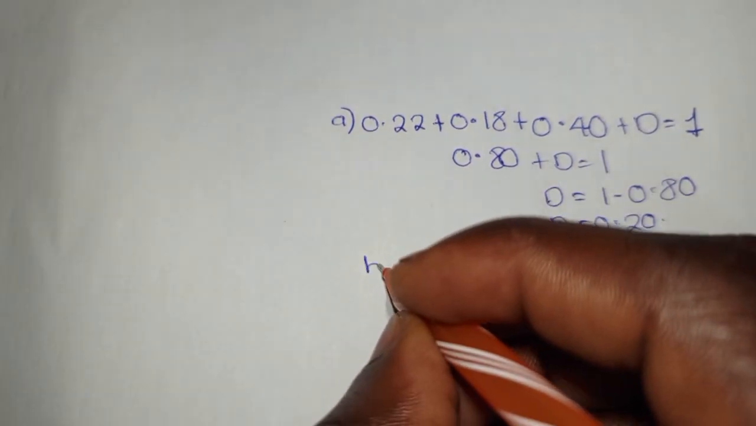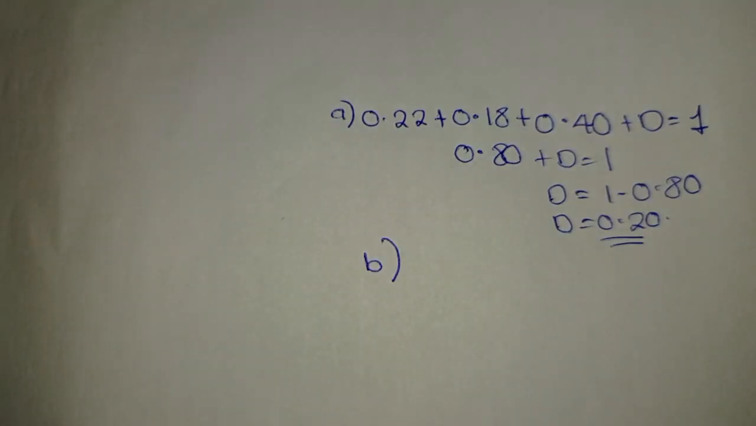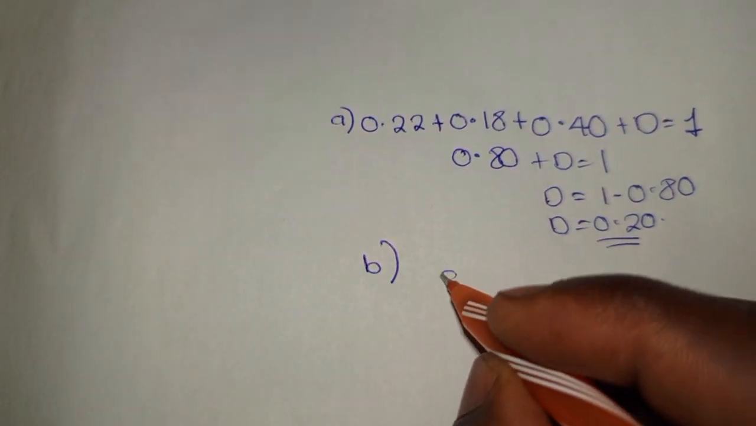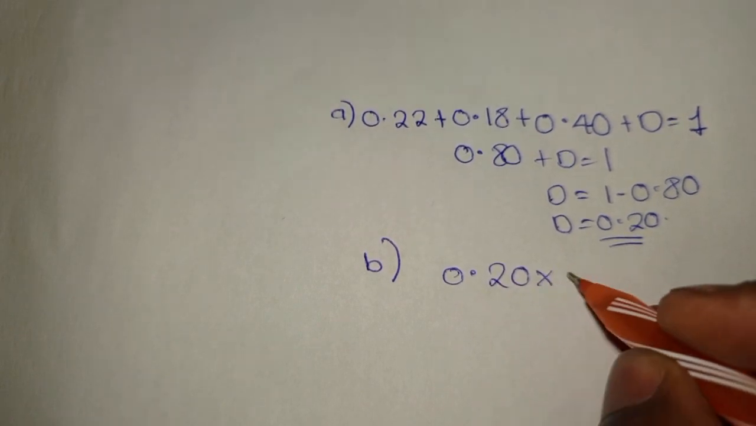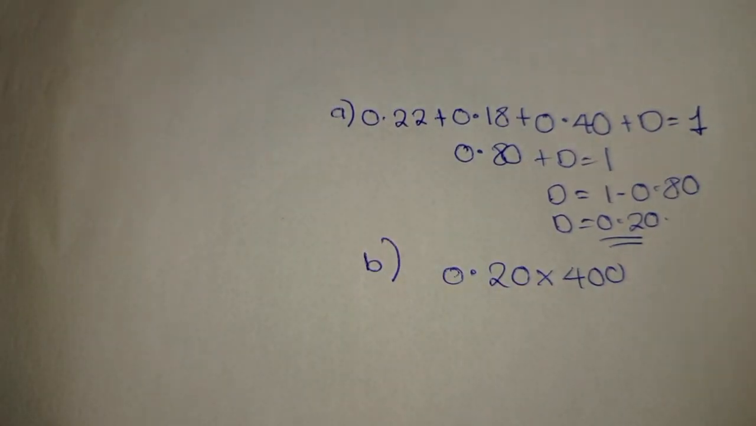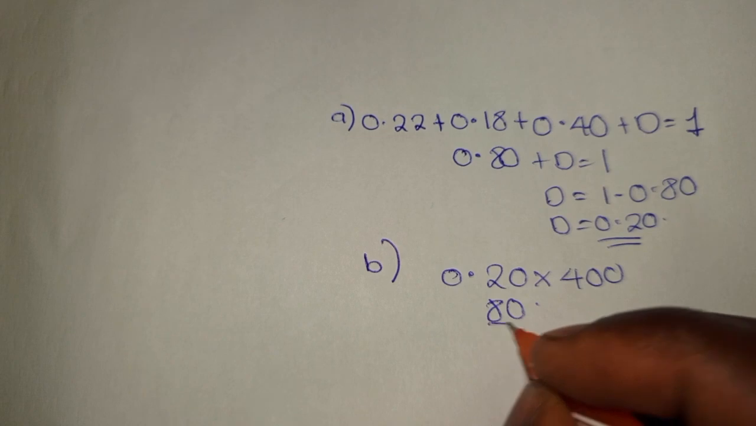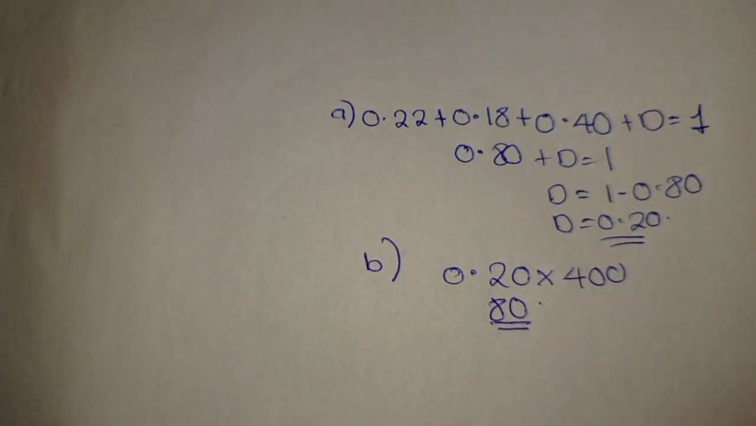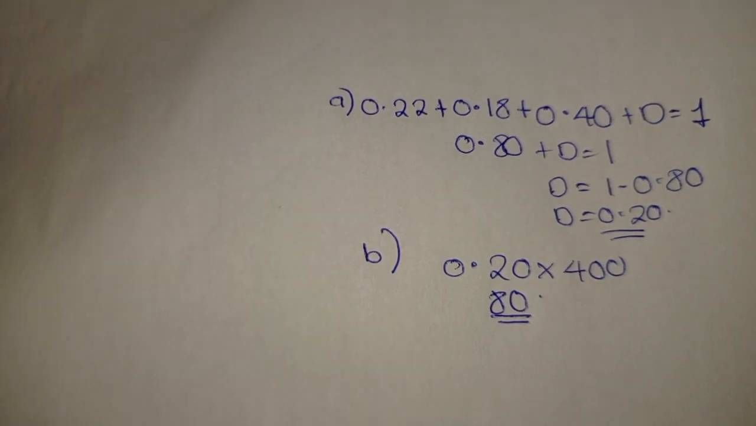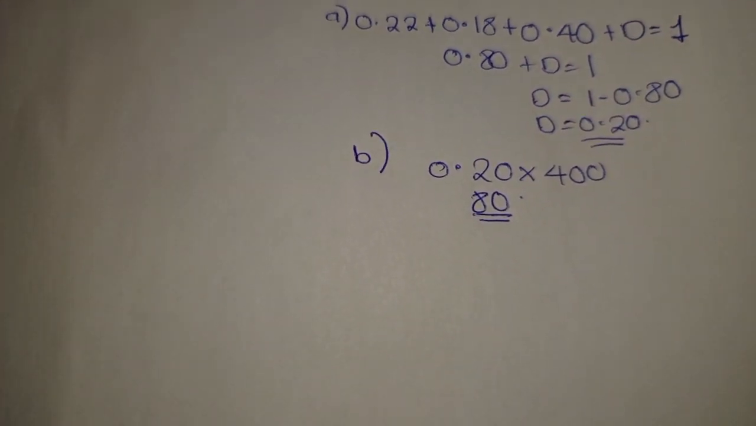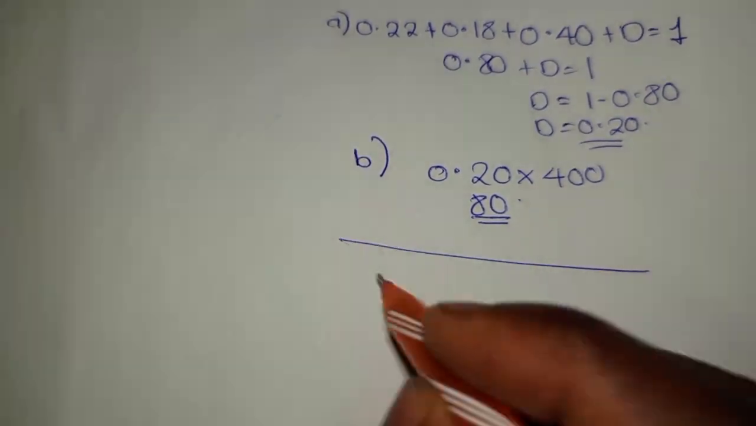The second question reads: given that the total sample size is 400, what is the frequency of class D? To find the frequency of class D, you multiply the relative frequency by the sample size. So 0.2 times 400, we get the value to be 80. So the frequency of class D is 80. And they are telling us to show the frequency distribution. For you to show the frequency distribution, you just need to draw it. So we'll draw the frequency distribution.